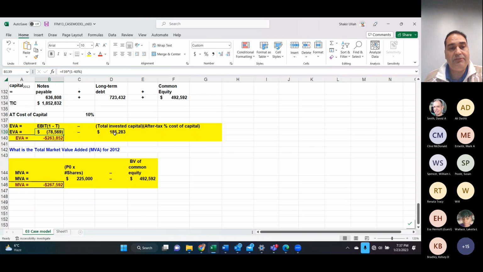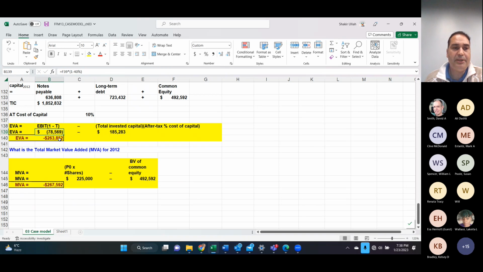Now we see our EBIT is a negative number, which means the business lost money. And at the same time, investors are expecting a return of 185,283. That is what they expect. Or just imagine if this is an interest amount that needs to be paid. We lost this much money and we still have to pay this much interest. That means we're in big trouble.